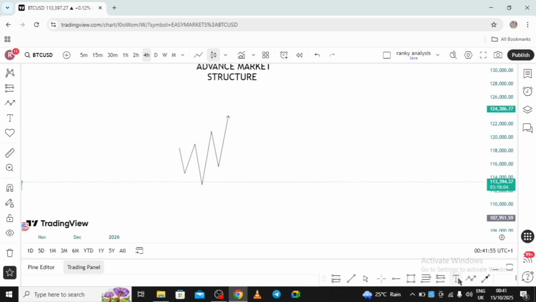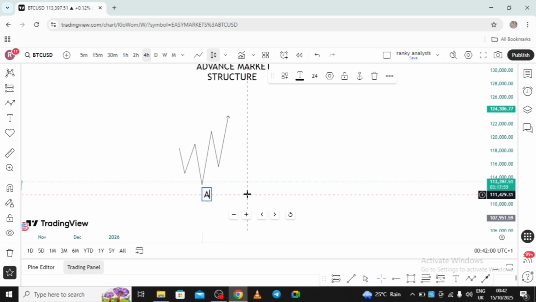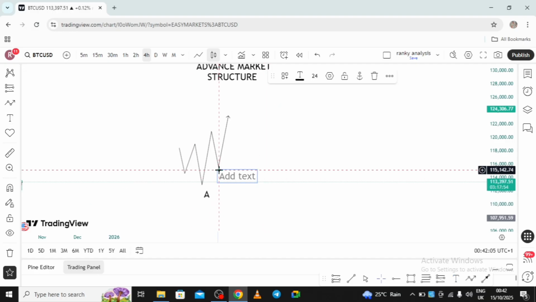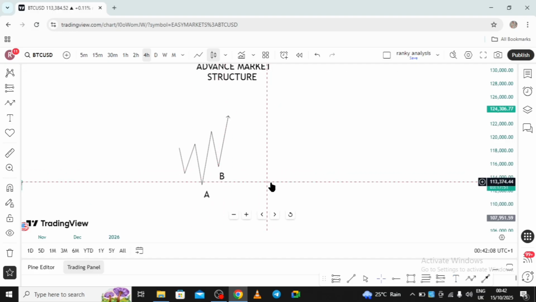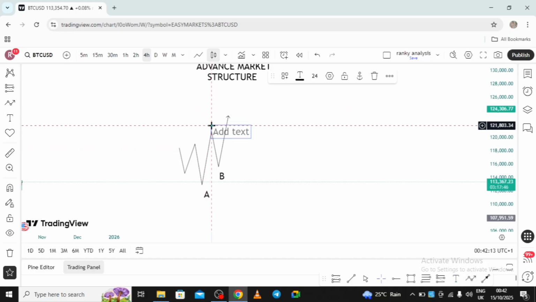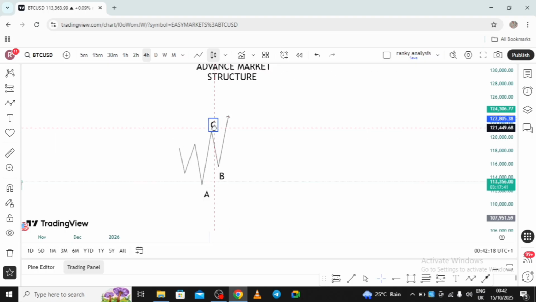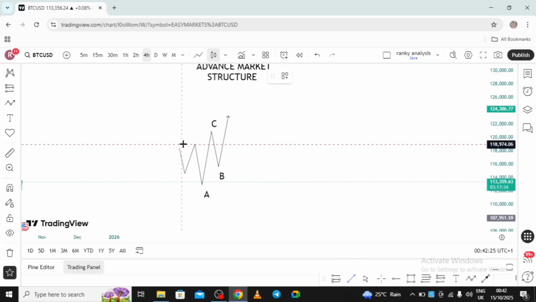How? This is my A. This is my B. And this is my C. The ABC formation. So you can see there are two breaks of structure right there. A break and a break.